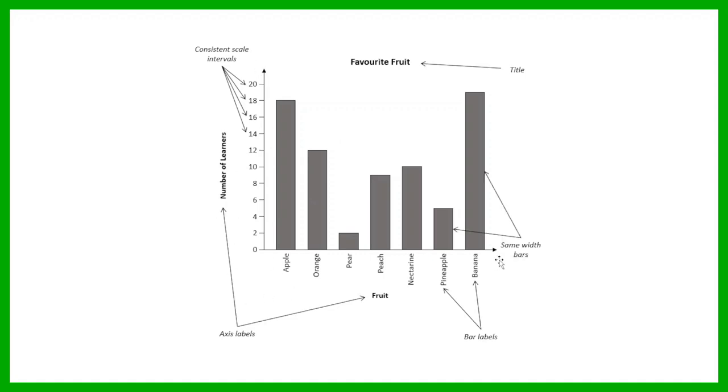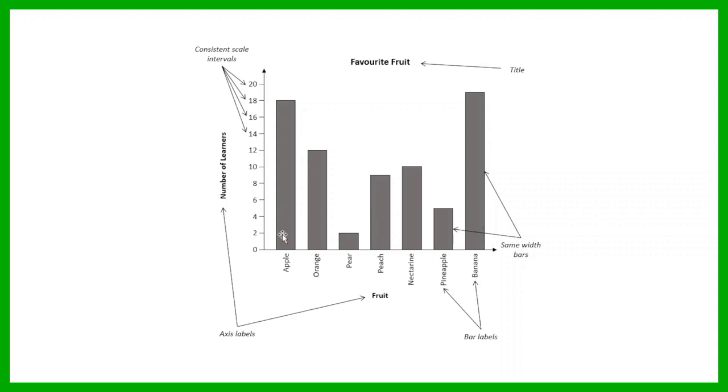Then you also need to make sure that your bars are all the same width. You can't have some bars that are much wider than other bars, because it's going to give a false impression of the data. If you have a bar over here that is much wider than the other bars, it gives the impression that it's representing a bigger number than it actually is. So it's going to be misleading for people who are reading the graph. All the bars need to be consistent widths.